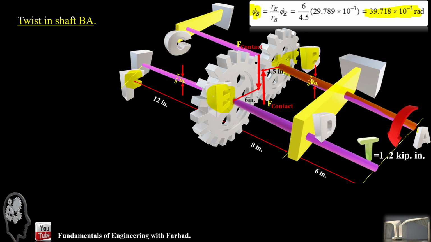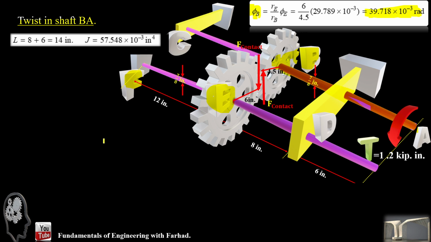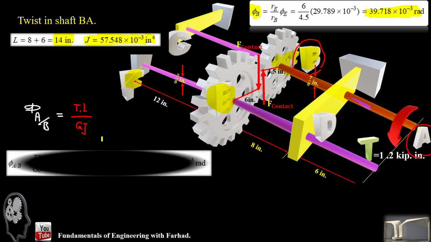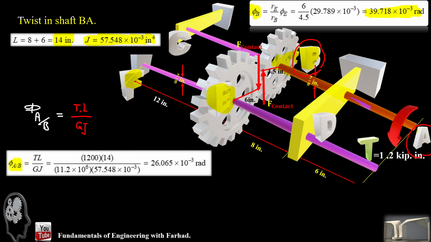This is shaft AB. The length of shaft AB is equal to 8 inches plus 6 inches, which makes it 14 inches. J is this amount if you calculate it. Then phi A over B is just TL over GJ, and if you replace the numeric values in the main equation, it gives you 26.065 times 10 to the negative 3 in terms of radian.